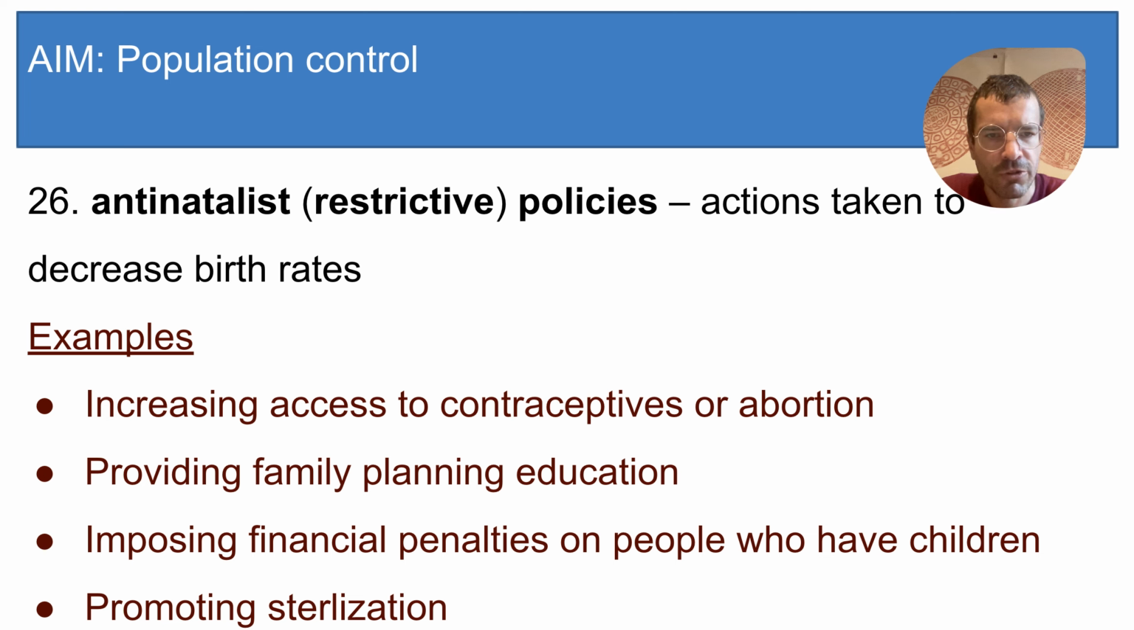A more controversial one is penalizing people for having children, and that was most famously done in China with the one-child policy, which you'll learn more about in class. And an even more controversial method is promoting or even requiring sterilization. Oops, I spelled sterilization wrong in my slide. I'll tell you what that means in just a minute.